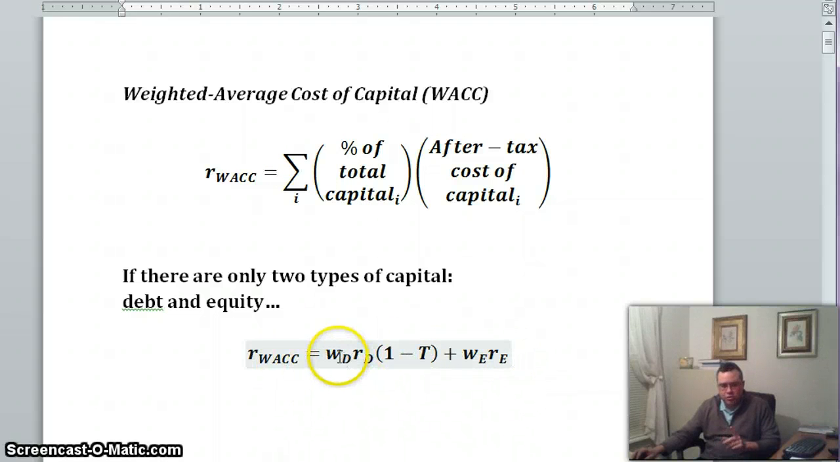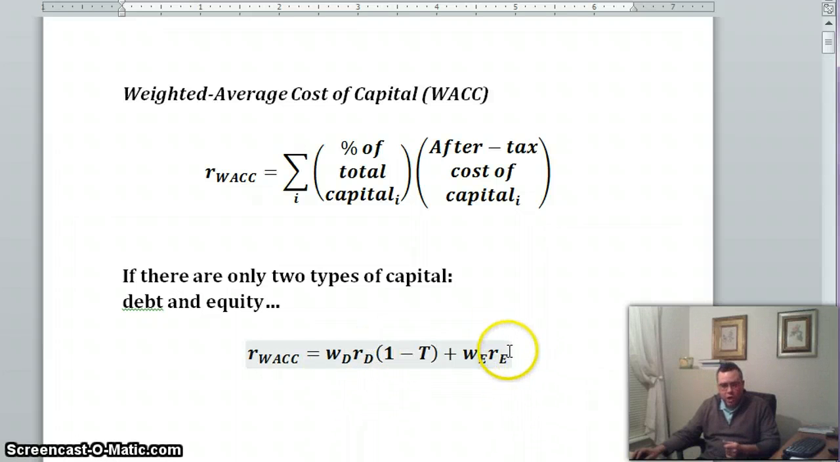So basically this is a straight weighted average. You have the weight of debt, you have the weight of equity. Those two weights have to add to 1. So if it's 50-50, that means you raised half of your assets by issuing equity and half by borrowing money. It could be 25-75, 75-25, 30-70. They just have to add to 100%.